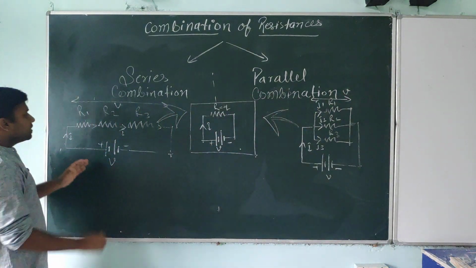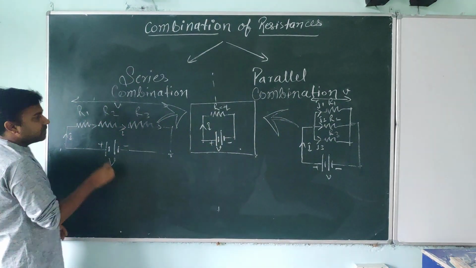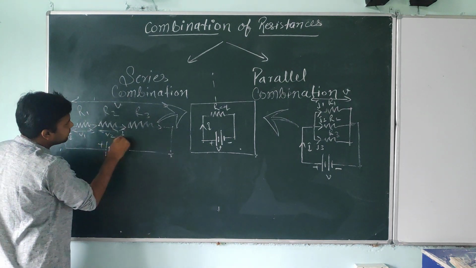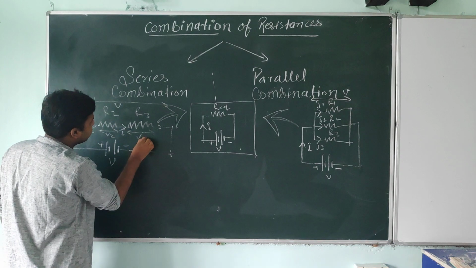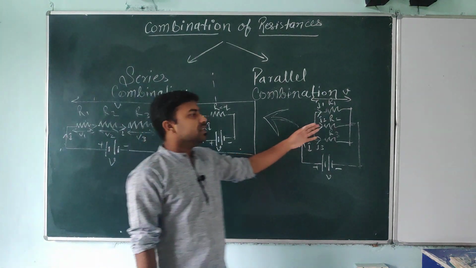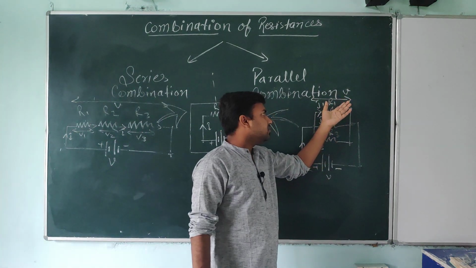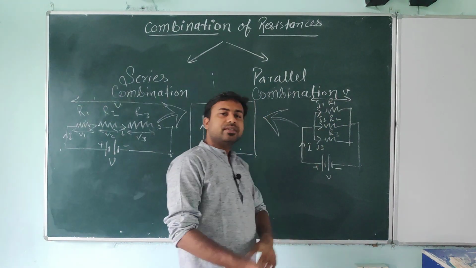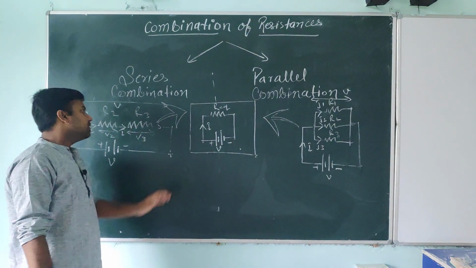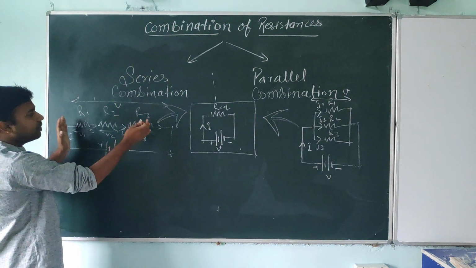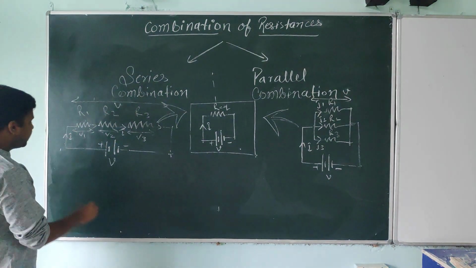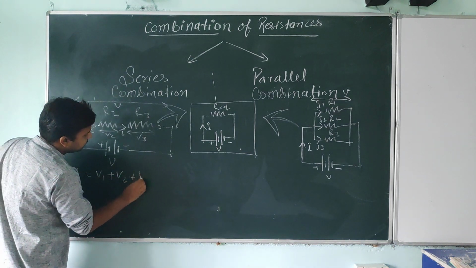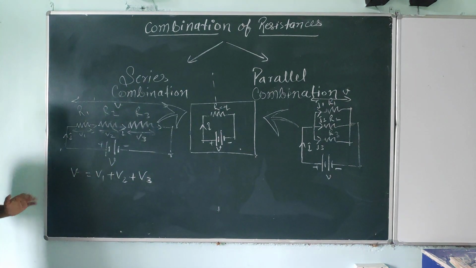But in this case across each resistor it's different. So I am assuming here it's V1, here it's V2, and here it's V3. Okay, but in this case look at this, the current flowing through all the resistors is different, but the potential difference across all the resistors is the same, that's V. But here the combination of all is V. Okay, it means what we can write, V equal to V1 plus V2 plus V3, is it or not?